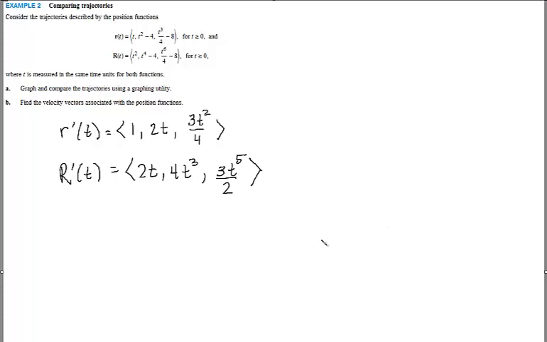Now I could calculate the speed at various times by plugging in for t. They don't ask us to find that, but you can find it in that way. So let's look at the animation. We can see how fast capital R moves in comparison to little r vector.